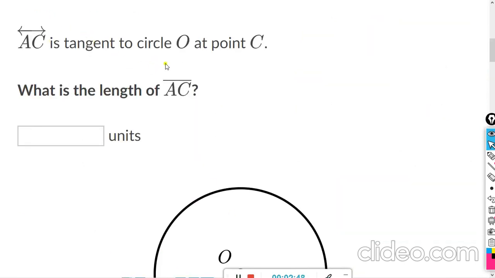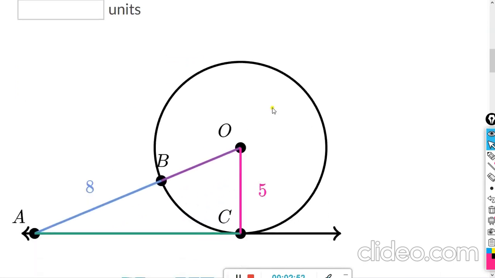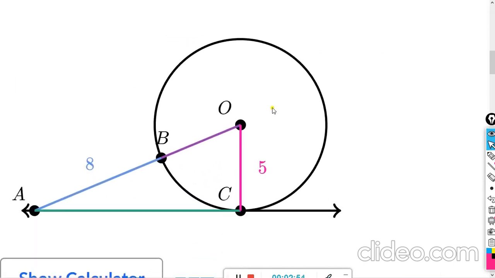Okay, AC is tangent to circle O at point C. What is the length of AC? So remember the tangent line. The tangent line is a line that hits the circle, or intersects the circle, at just one point. It has to be a continuous line. You can't draw something like this right there and say that's a tangent line. That's just not true.